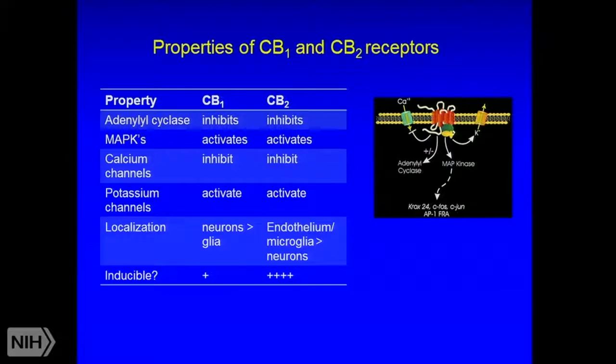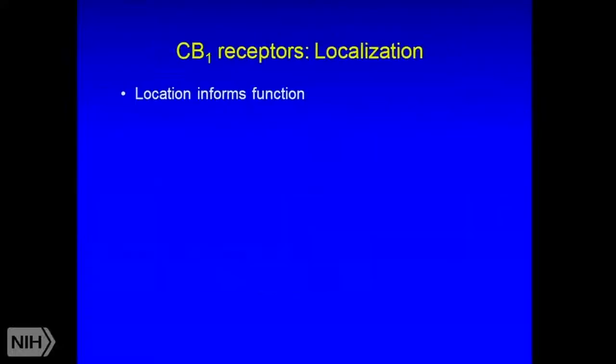CB1 and CB2 receptors are both G-protein coupled receptors, and as such they have very classic signaling pathways shown here: inhibition of adenyl cyclase, activation of various MAP kinases, inhibition of presynaptic calcium channels, activation of certain potassium channels. As far as localization goes, CB1 is primarily expressed in neurons and some glia. CB2 receptors are primarily expressed in endothelium and microglia, and some possible neuronal expression. CB1 is mildly inducible. CB2 is highly, highly inducible following inflammation and injury, which has interesting therapeutic applications.